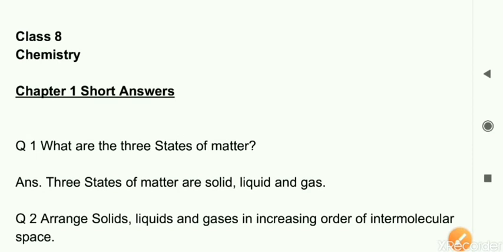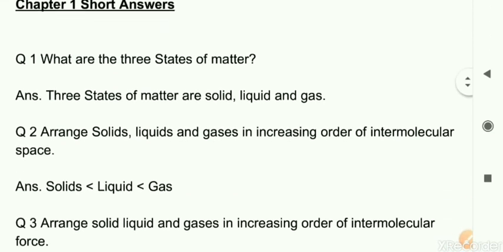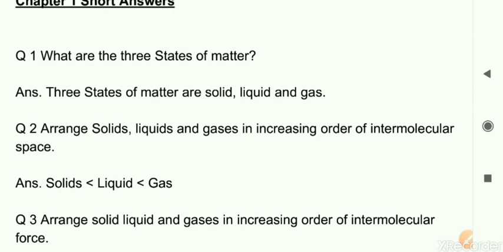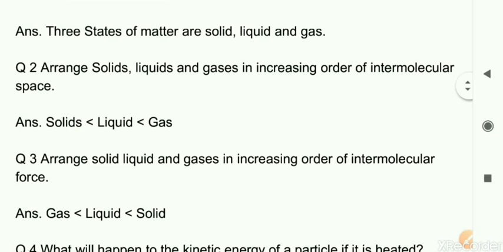Here we are with the exercise part for chapter 1. We'll begin with the short answers. Question number 1. What are the three states of matter? The three states of matter are solid, liquid and gas. Second, arrange solid, liquid and gas in increasing order of intermolecular space: solid less than liquid less than gas. Maximum space is in gas, minimum is in solids.